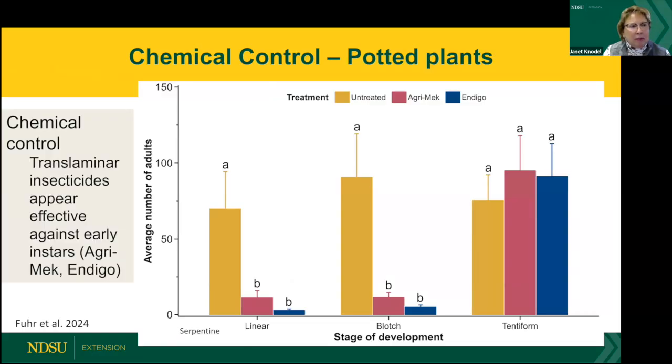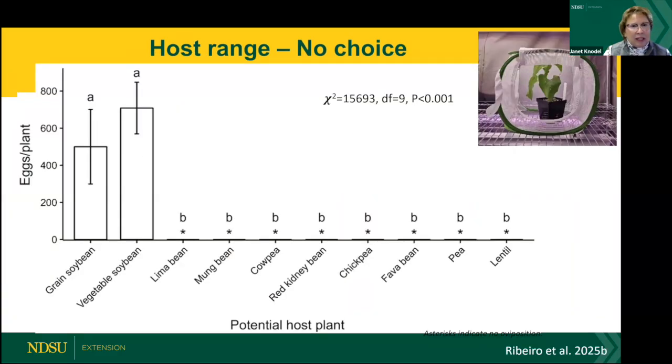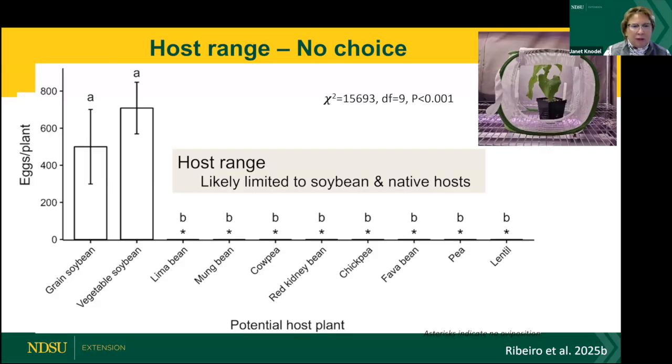And he did some chemical control, and he found that earlier mines, the serpentine and the blotch, were susceptible to Agri-Mek and Indigo, which are translaminar insecticides. But once it got to the tentiform stage, it wasn't available. And they did host range. It's very specific to soybean and wasn't found on any other crops that were tested, pulse crops and dry beans.